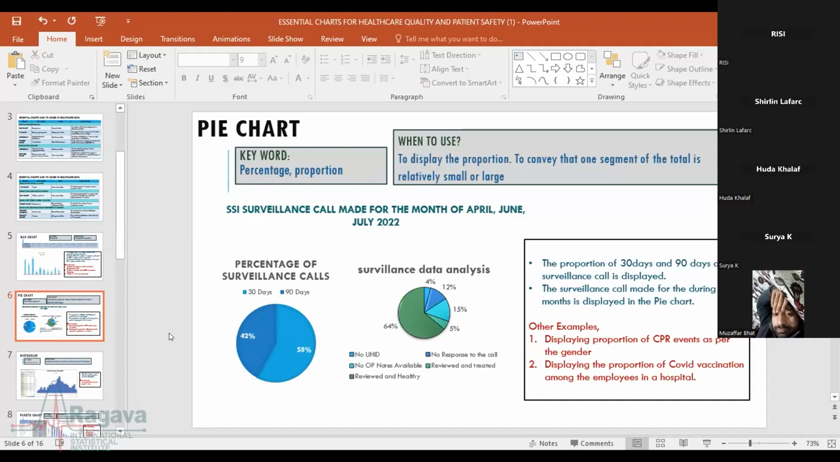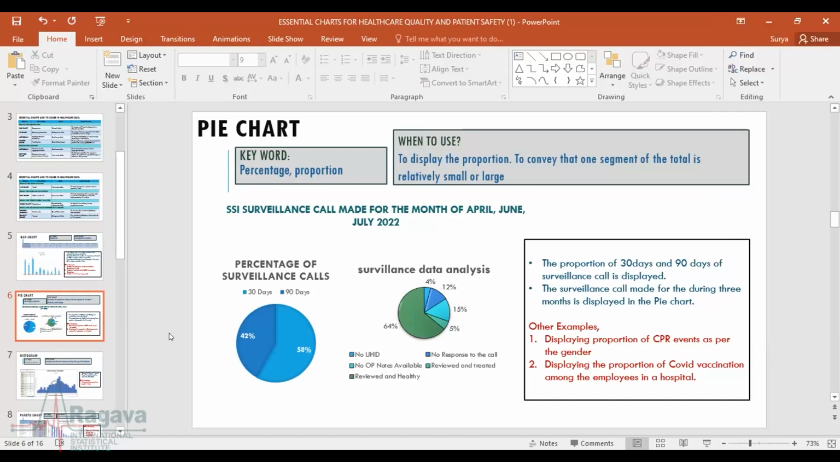12% of people did not even respond to the call. 15% of people have been reviewed, but there are no OT notes. So in the surveillance, we are not able to track them. 5% of people had some infection and it has been treated, and 64% of patients have been reviewed and found to be healthy.